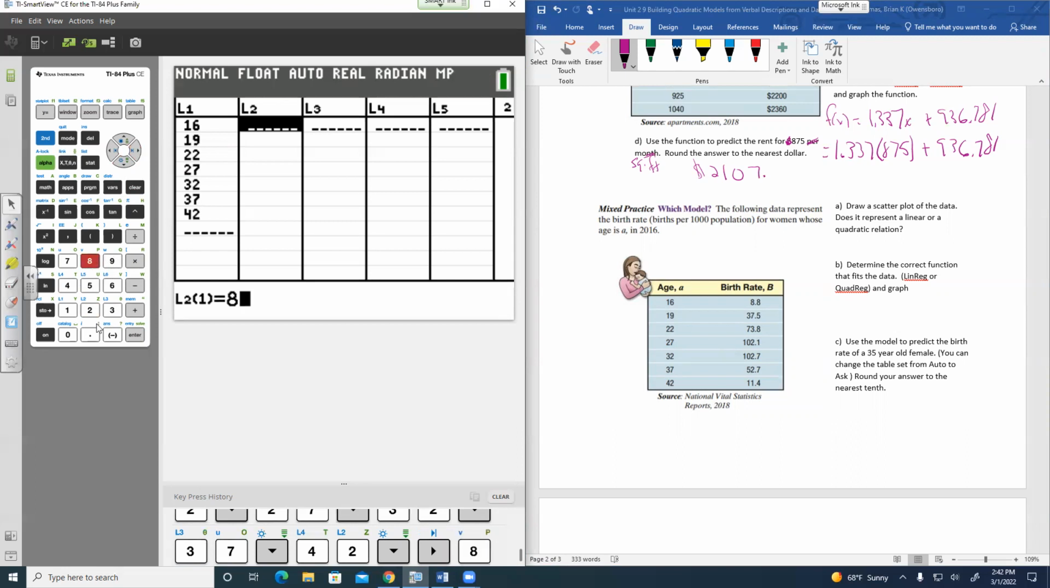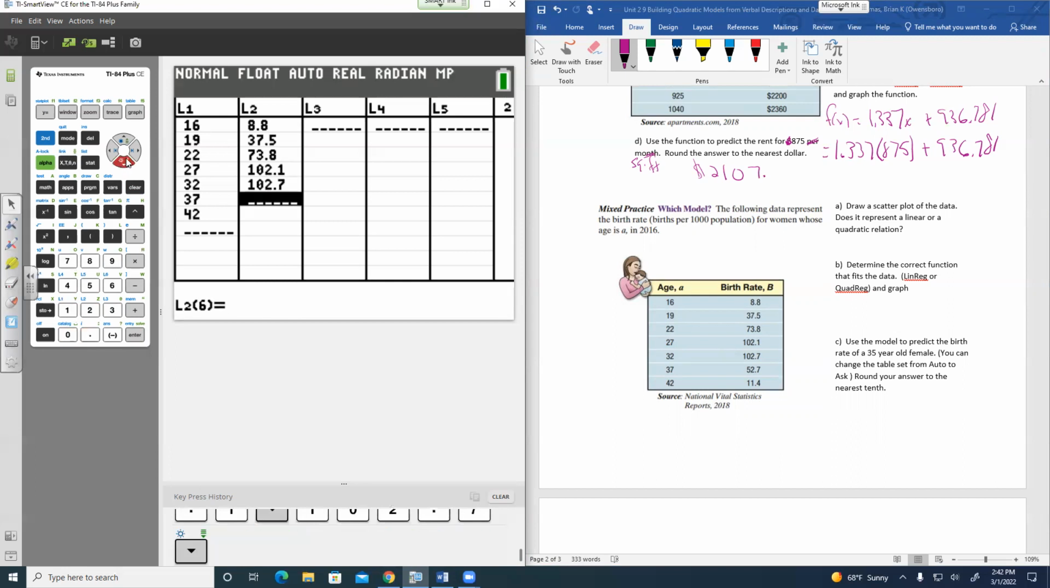So I have a 8.8 per 1,000, 37.5 per 1,000. So that's not a whole lot of babies being born. 73.8 per 1,000, 102.1, 102.7. So it looks like around there it starts to peak out. So around age 32 or so, 52.7, then it drops back down, and 11.4.